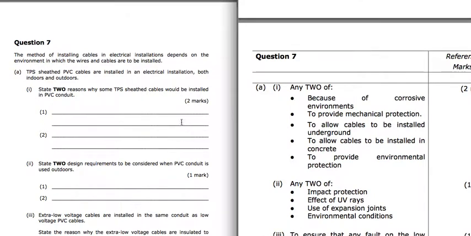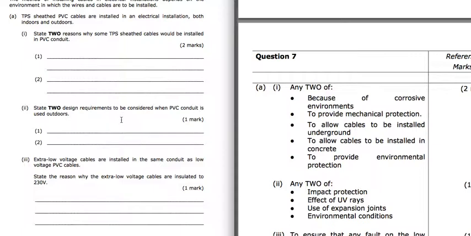So if we're going to put TPS in corrosive environments or where they need mechanical protection or underground or in concrete, or if we want to provide environmental protection, then we need to install them in PVC conduit. So we can use it outside, but it must be protected.